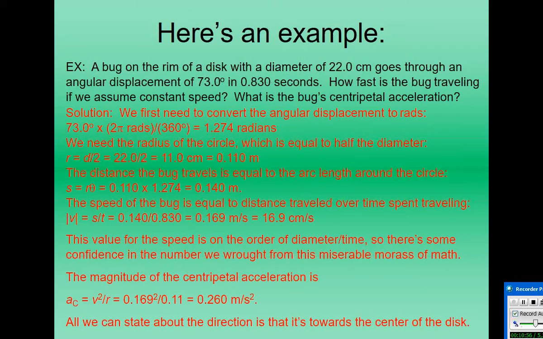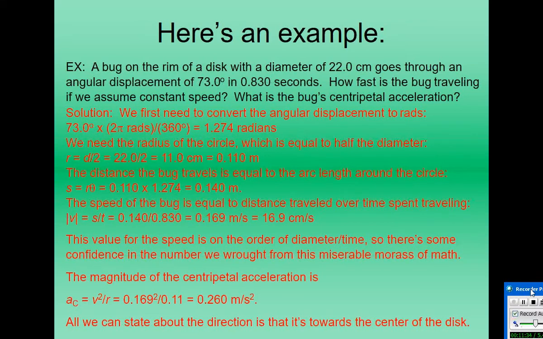Next up, don't fall into this trap. You want the radius. You are given the diameter. Don't forget to take the diameter and divide it by 2 to get the radius. So the diameter of 22 centimeters is equivalent to 0.22 meters. You divide that by 2, and the radius becomes 0.11 meters. Now, the bug travels through an angular displacement of 73 degrees at a radius of 0.110 meters.